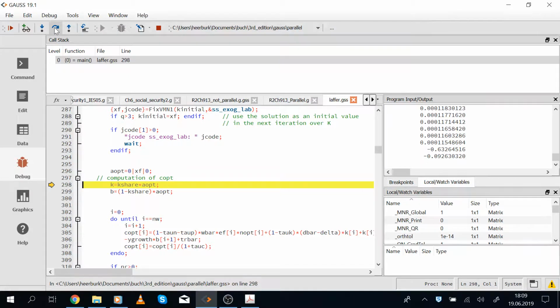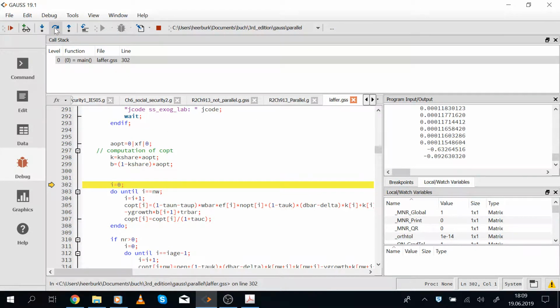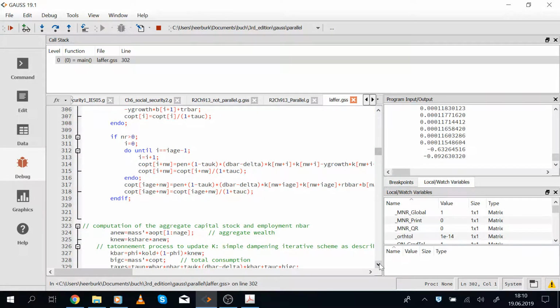We compute the individual capital and bonds as a share of these assets. We again compute, in the next lines 302 up to 319, consumption.